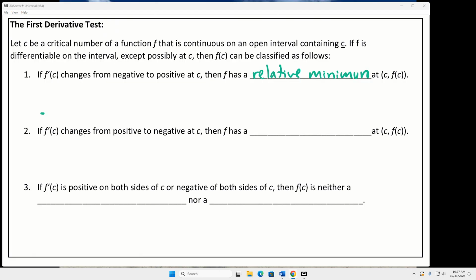I think you probably could figure out what that looks like. If c is here, you're going to have a situation like this. It's a critical number because that derivative was 0 there. It's a horizontal tangent line. And then f prime is changing from negative to positive. All right. Then if f prime of c changes from positive to negative, then you could guess that f has a relative maximum at that point.